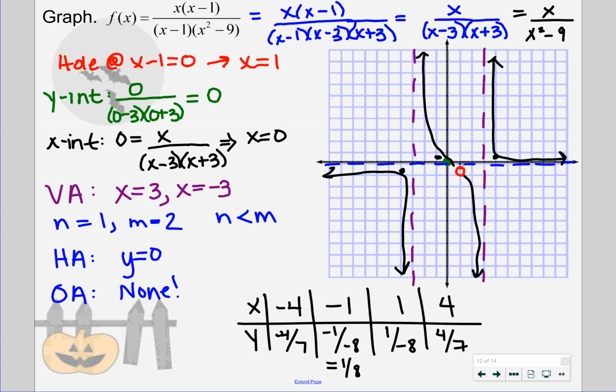Okay, try the next one. Find all the pieces and parts. Reduce it. Find the hole if there is one. X-intercept, Y-intercept, vertical asymptotes, horizontal asymptotes, oblique asymptotes, plot some points, get a sketch, and if you get done early, check it with your calculator. See what it looks like. Go for it.